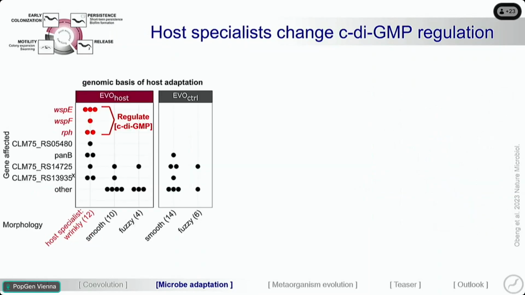What made this even more interesting when we looked at the genomics, irrespective of whether we did sequencing of whole populations or individual clones, is that only in these host specialists we found mutations that were related to activity of a second messenger that is very well known to microbiologists, cyclic di-GMP. We never found any changes in these genes that influence cyclic di-GMP in any of the other clones in any of the other populations. So this suggested to us that cyclic di-GMP may be important for being able to adapt to the host.